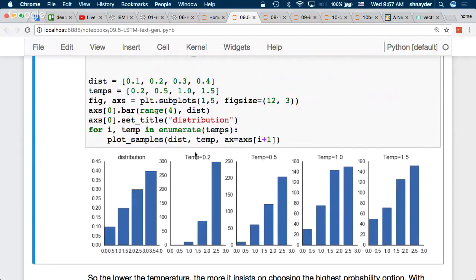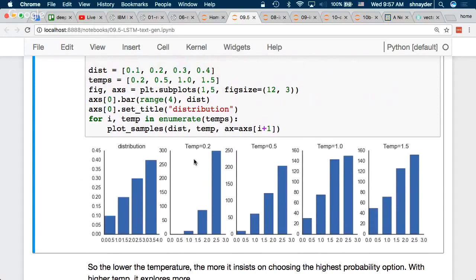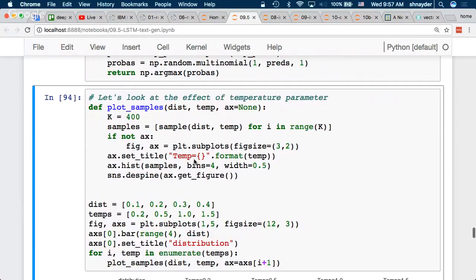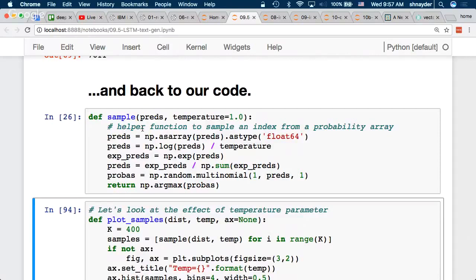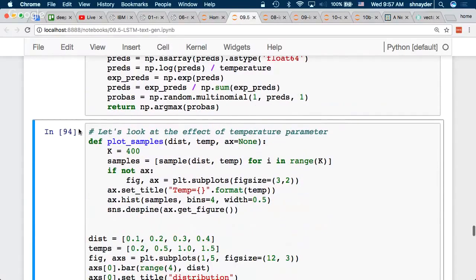So basically, if the temperature is low, it means always take the thing with the highest probability. And if the temperature is high, then it's a more even distribution across things. So we have the sample function that says, given a set of predictions, here are the probabilities for the 59 different characters that it could be. Pick one. And once you pick that, you can feed it into the network again to pick the next one. So it's using just a normalized exponential.